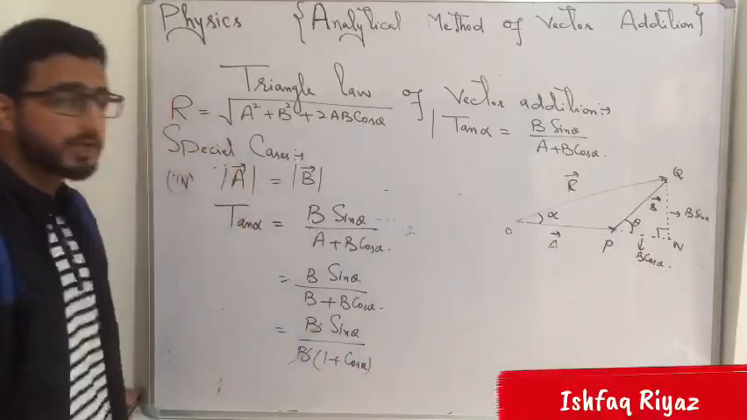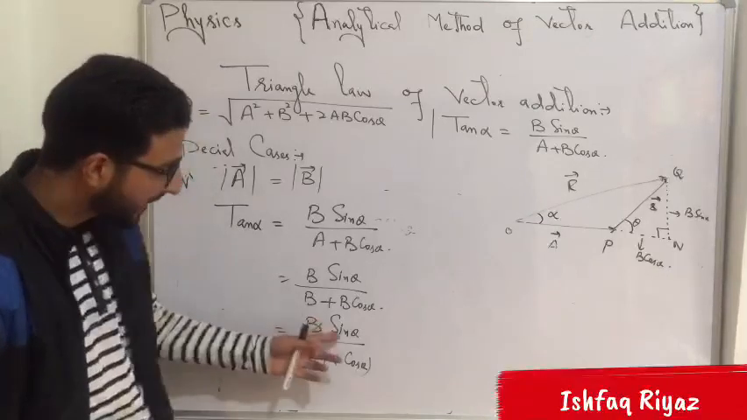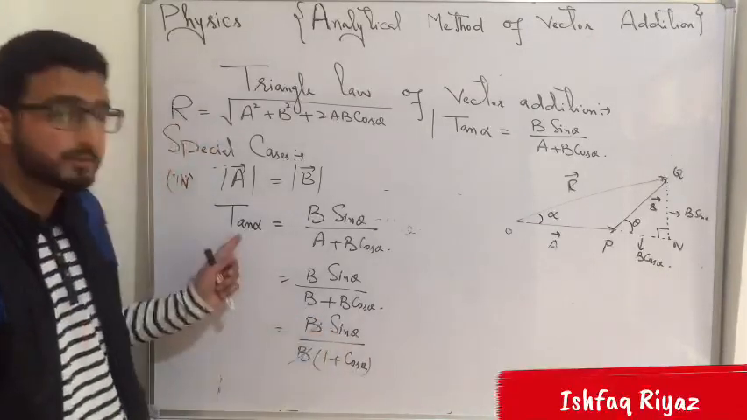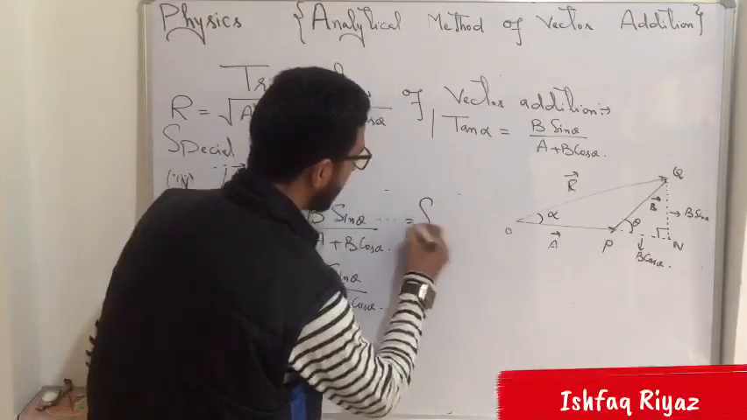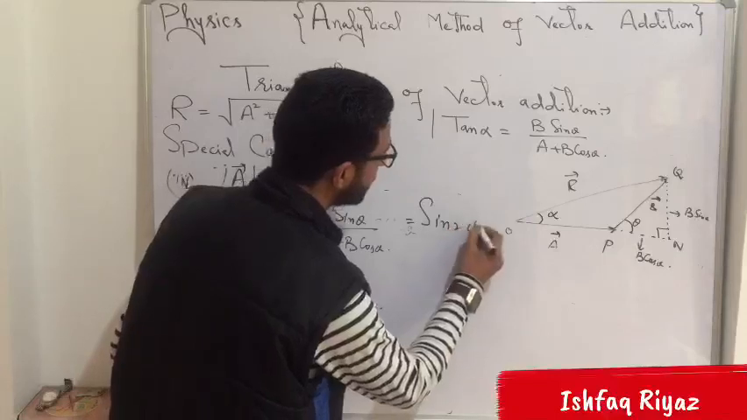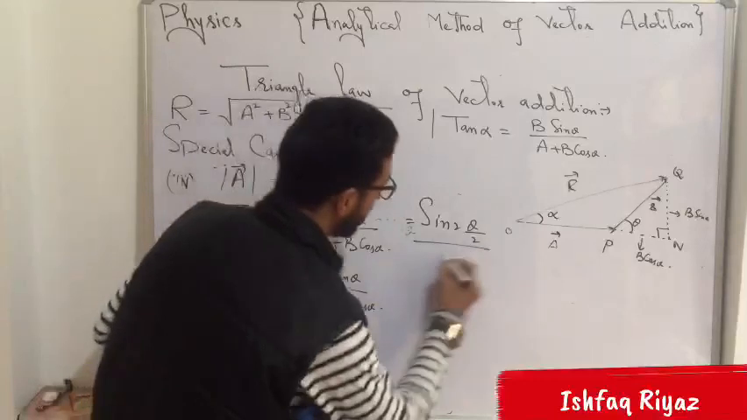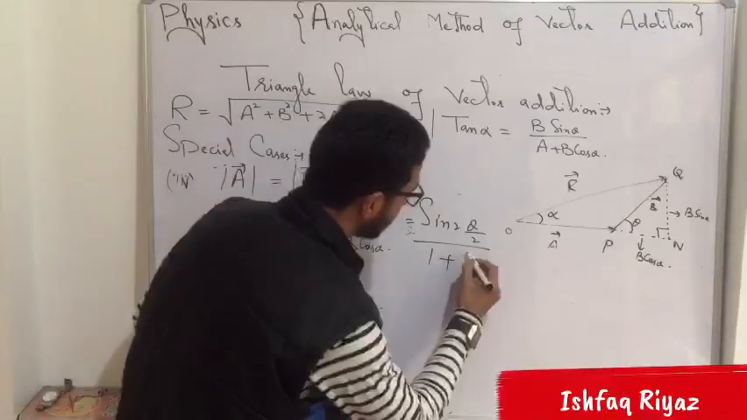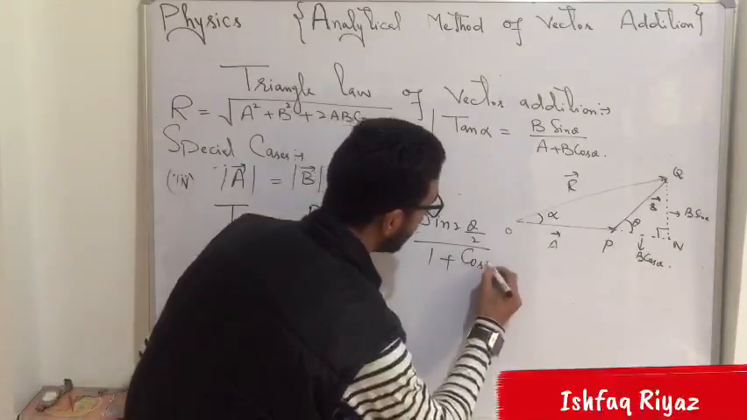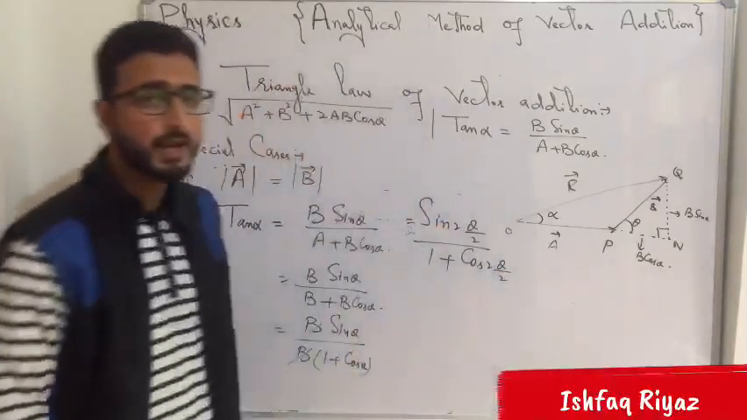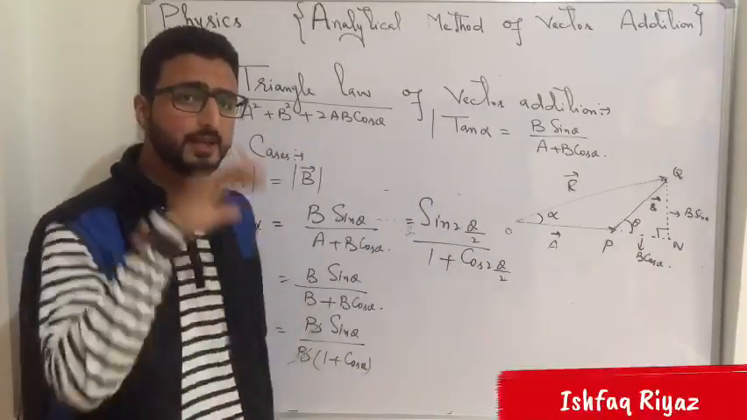b and b will cancel. But let me simplify it a little bit and try to express this RHS in terms of tan of something. On RHS I will write sin of 2 theta by 2, which is once again equal to sin theta. And below, instead of 1 plus cos of theta, I will write 1 plus cos of 2 theta by 2. The formula is sin of 2 theta is equal to twice sin theta cos theta.